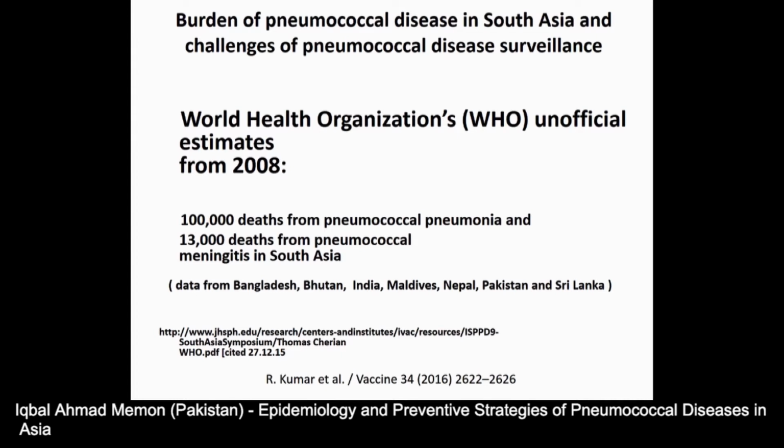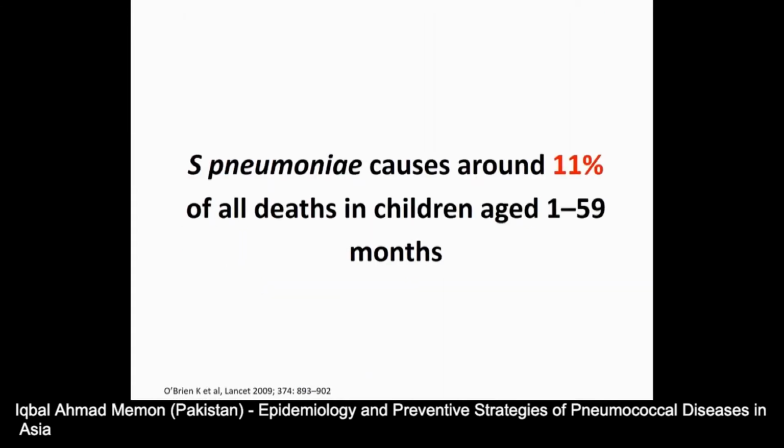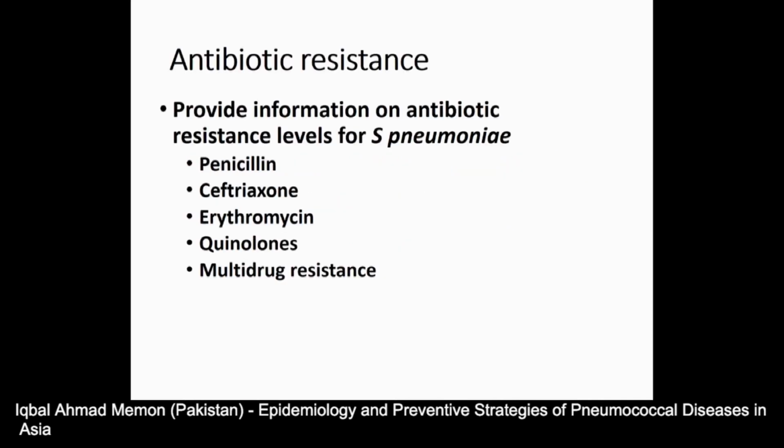When it comes to the WHO statement of 2008, 100,000 deaths from pneumococcal pneumonia in South Asia, and this is data from the countries as listed here: Bangladesh, Bhutan, India, Maldives, Nepal, Pakistan, and Sri Lanka. And this was updated in 2016. And generally, when you look at the deaths from pneumonia, 11% of them occur amongst the under 5-year age group.